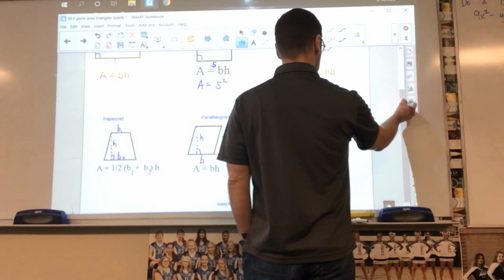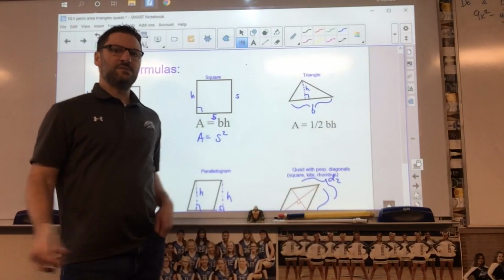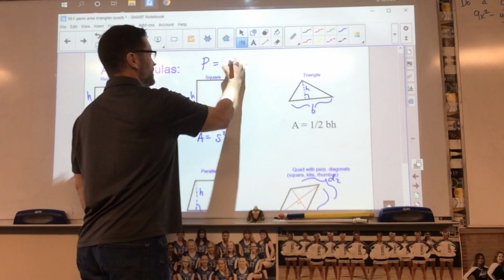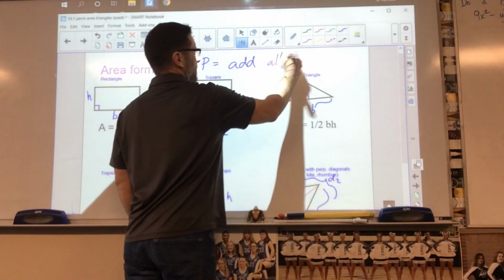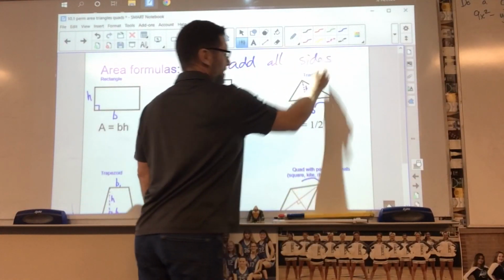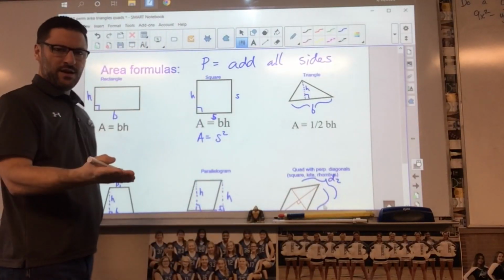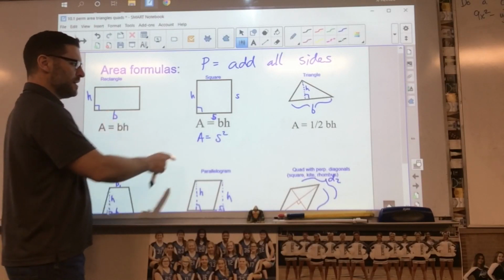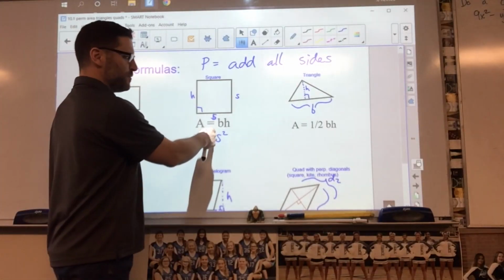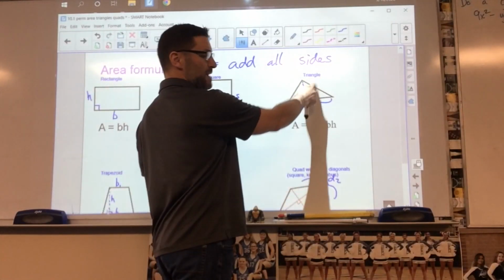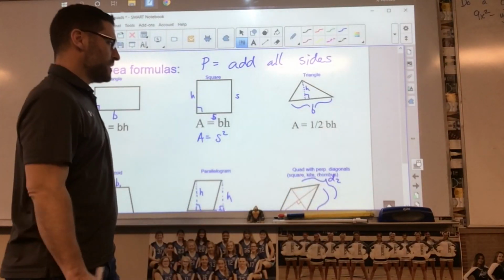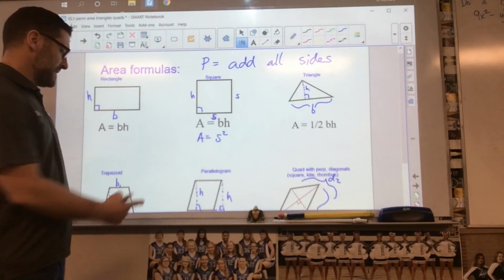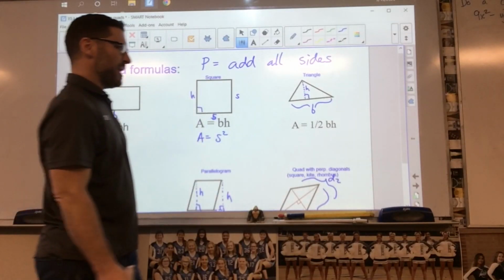The one thing I didn't do is perimeter formulas, because I only have one perimeter formula for everything. And you can write this at the top of this page. The perimeter is add all sides. If you look up in a textbook, it might say the perimeter for this is 2 length plus 2 width. The perimeter for this one is 4S. The perimeter for this one is A plus B plus C. But what I'll just say is, perimeter for any type of straight-sided figure: if it has straight sides, it's simply add all sides.